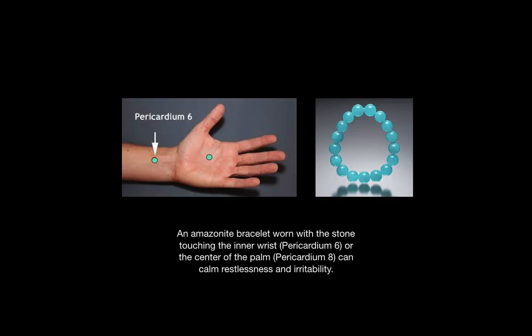When you wear a bracelet, you can touch this stone to the inner palm. This point is called pericardium 8, and it is beneficial for calming the spirit. You can also place the stone 2 fingers width above the inner crease of the wrist in between the 2 tendons on a point known as pericardium 6. These 2 points can calm restlessness and irritability.